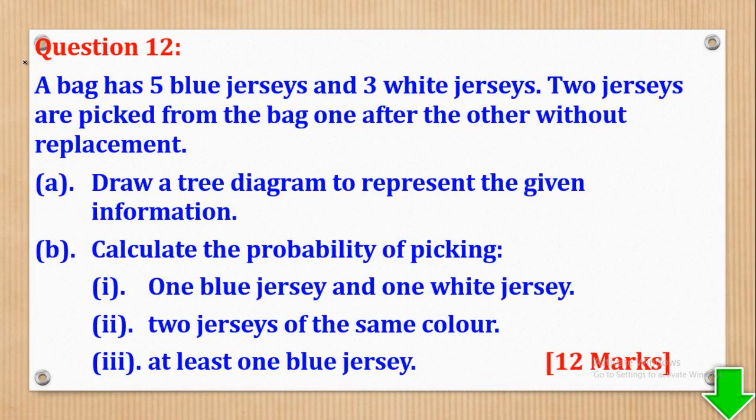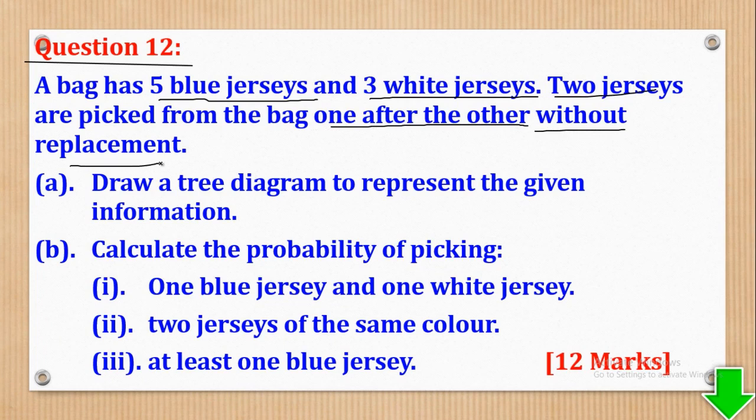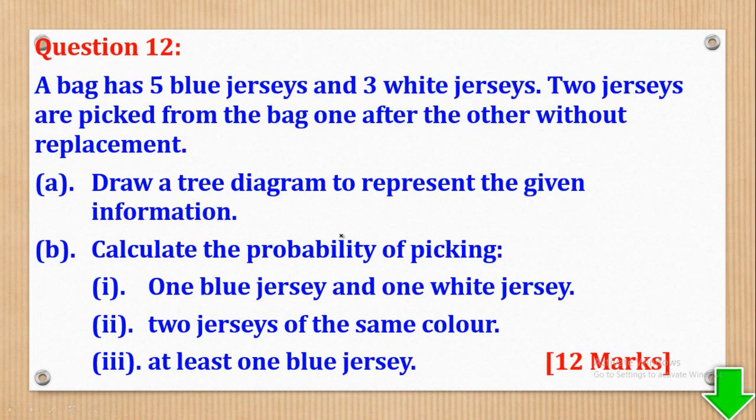So that was question 11. Now we shall go to question 12, and it says a bag has 5 blue jerseys and 3 white jerseys. 2 jerseys are picked from the bag, one after the other, without replacement. Draw a tree diagram to represent the given information. So let's start with that.